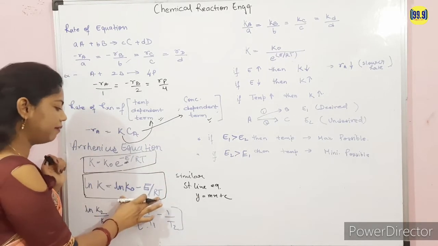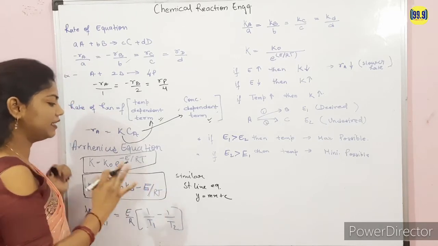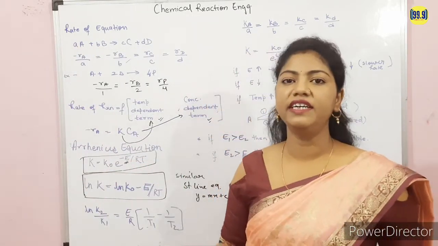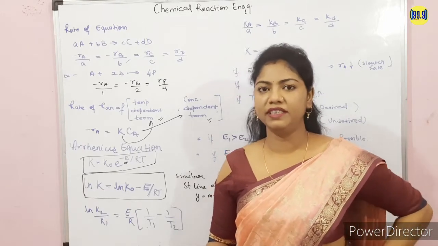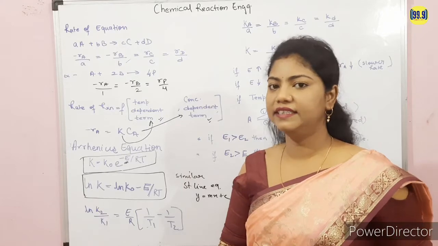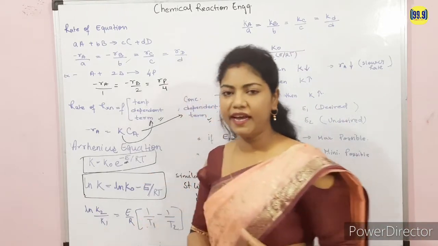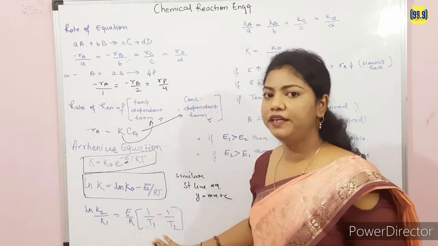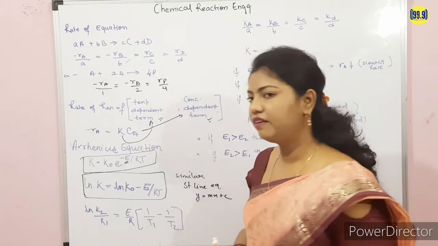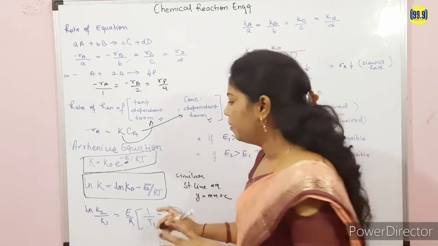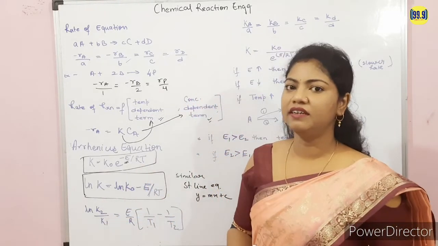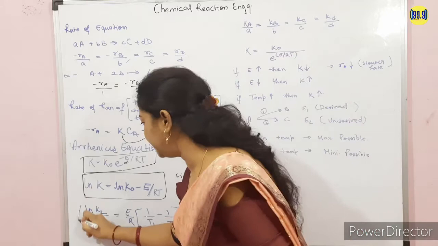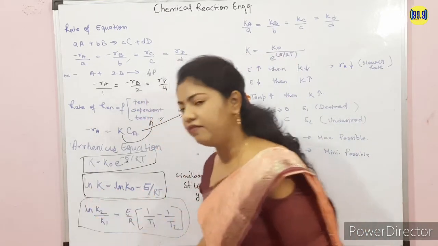Now this is only for one temperature, with the same concentration. But if we have two different temperature conditions with the same concentration, what will be the equation? In that condition we apply: ln k2 upon k1 equals E upon R times (1 upon T1 minus 1 upon T2). Here the two temperatures are different, but the concentration is the same and the activation energy is the same at both temperatures. This equation is also very important for solving GATE numericals.